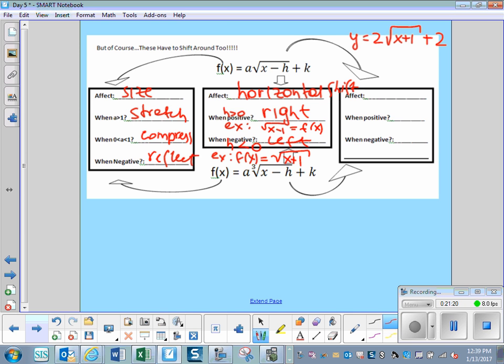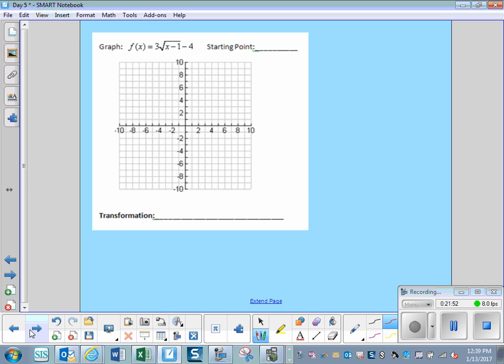Okay, so what about k? What does k affect? What kind of shift? Up or down, then. Vertical. So when k is positive, is the graph moved up or down? Up. And when k is negative, the graph moves down. It's more straightforward. Okay, moving on.